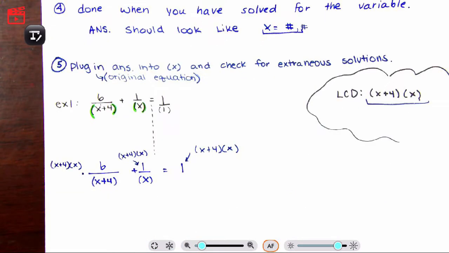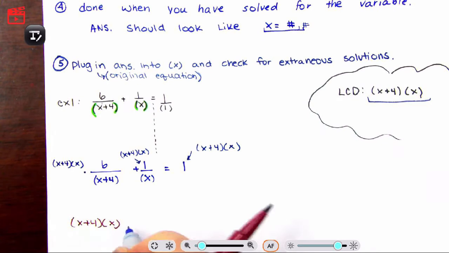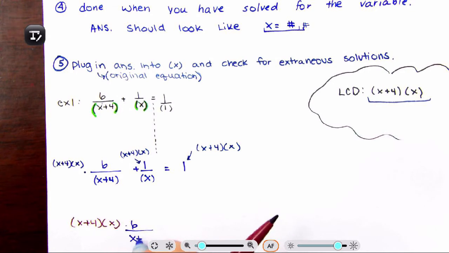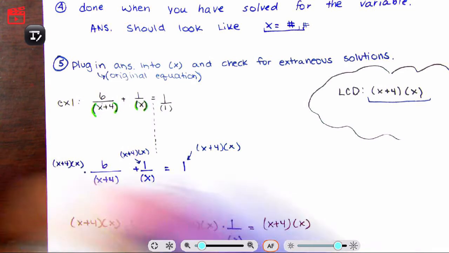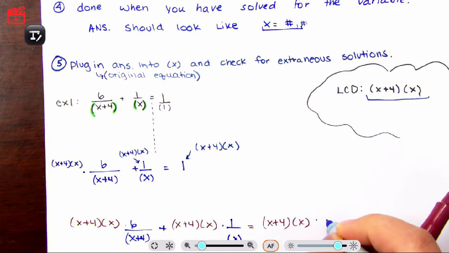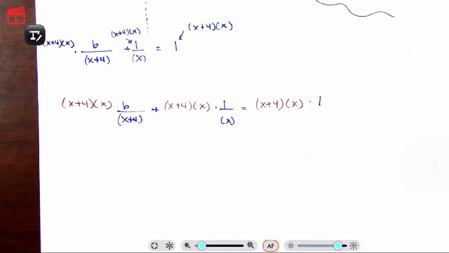Maybe using both blue colors isn't the smartest idea for me. Well, let's go ahead and do that. So you have x plus 4 times x times 6 over x plus 4, plus x plus 4 times x times 1 over x, equals x plus 4 times x times your 1. So here are the same two sides of our equation.